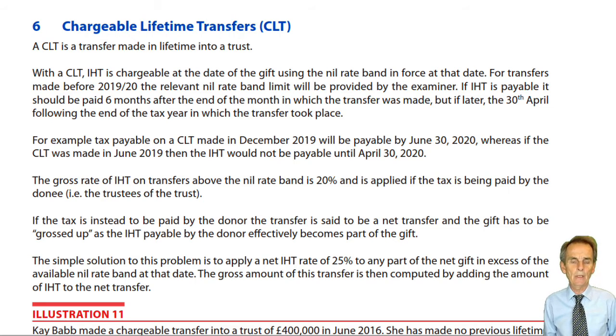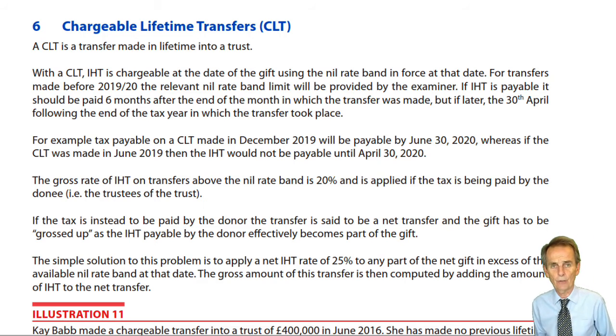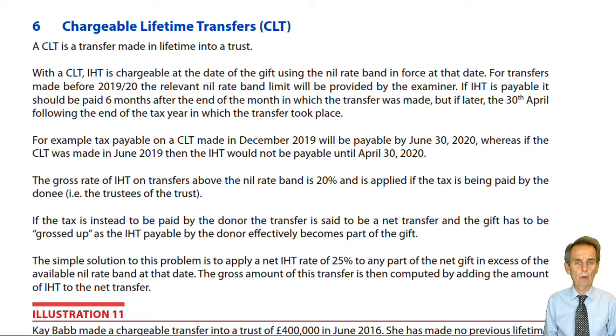What happened if it said nothing? Well, if the trustees are to pay, that required an election to be made by them. If there is no reference in the question to any such election being made, or as to who has indeed paid the tax on the CLT in lifetime, then we assume that the donor paid the tax. Without an election by the trustees for them to make the payment, there's only one other thing that could happen: the donor pays the tax. If the donor pays the tax, it's a net transfer. If the trustees pay, as we say, it's a gross transfer.